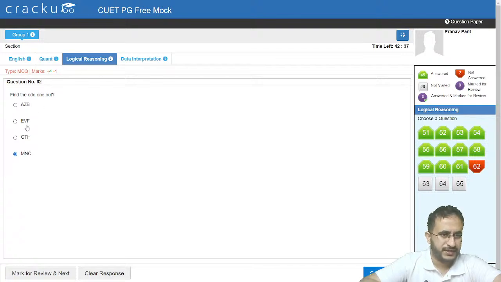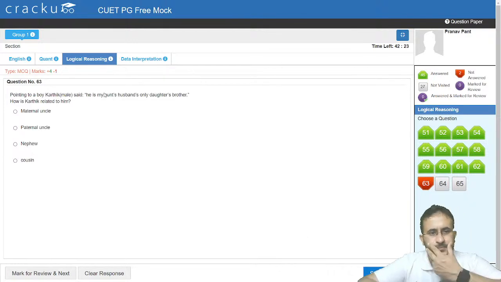If you see Z A, like A and Z, 27, EV 27, GT 27, MN is 27, but the last is one more than the first one. So MNO will be the odd one out.